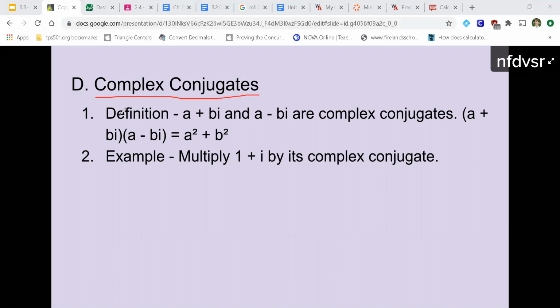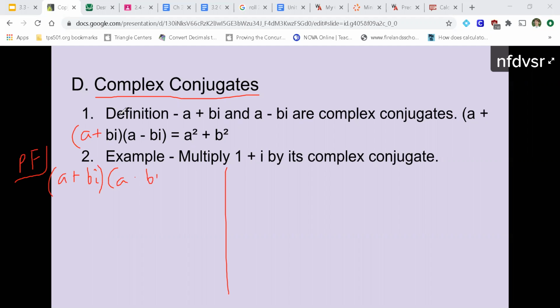If I have a complex number a plus bi, its conjugate is a minus bi. And the reason why I care about that is because if I multiply a plus bi times a minus bi, I get a real number, which is a squared plus b squared. I've got a proof of that down here. You do not need to write the proof. Here's the proof.